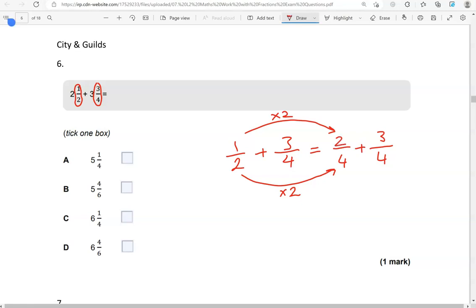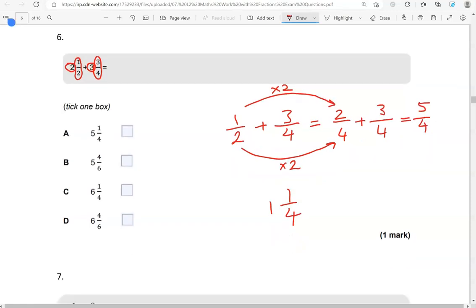1 times 2 is 2, so that is 5/4. 5/4, that is 1 1/4. So if we add 2 and 3, that is 5, and the 1 we have here, so that's going to be 6 1/4, which is option C.